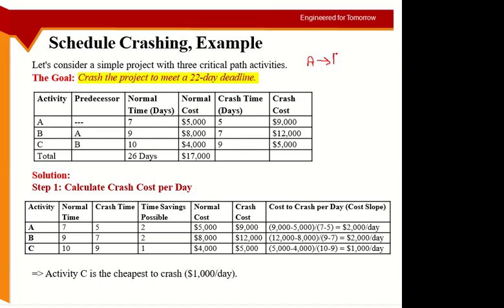I'm just making it for you for the sake of explanation. Okay, and C. Very simple linear sort of a project. Okay, I have a deadline to complete this project in 22 days. Now I can do fast tracking, right?